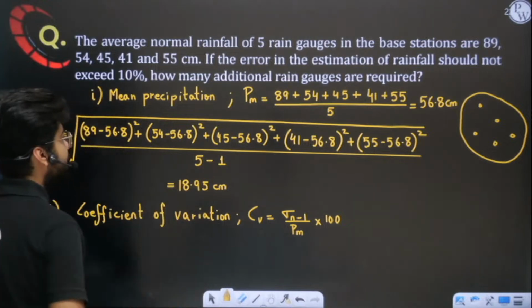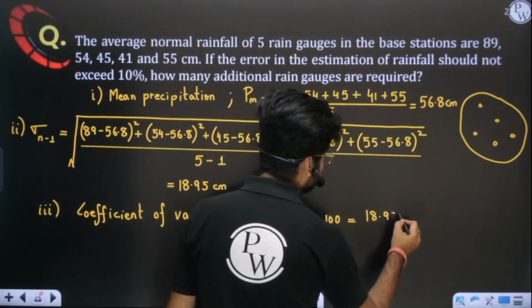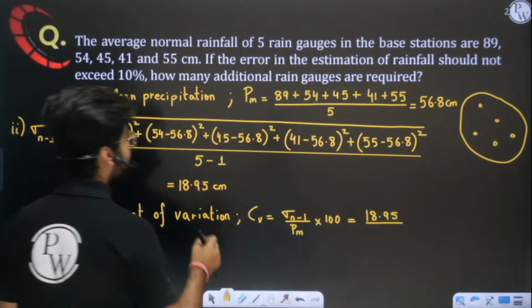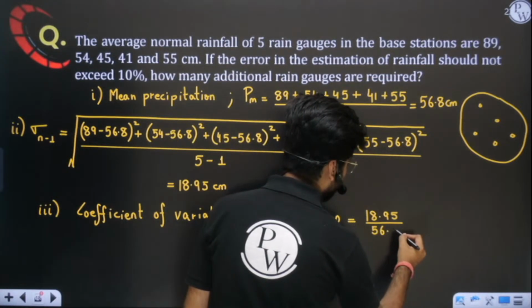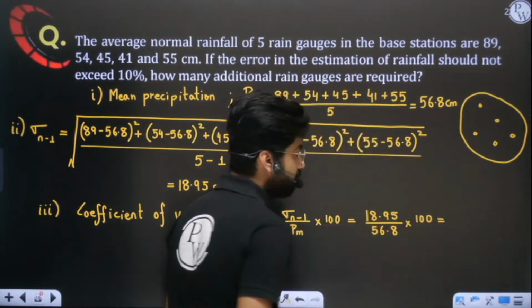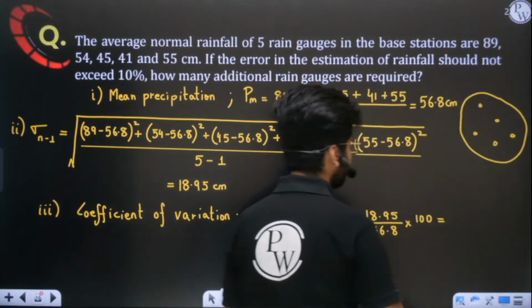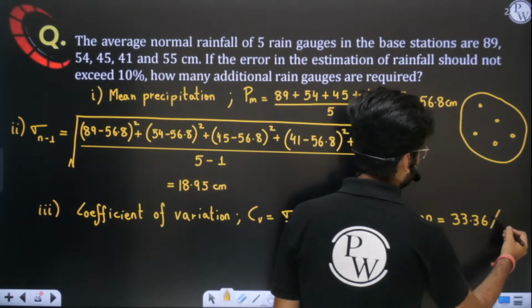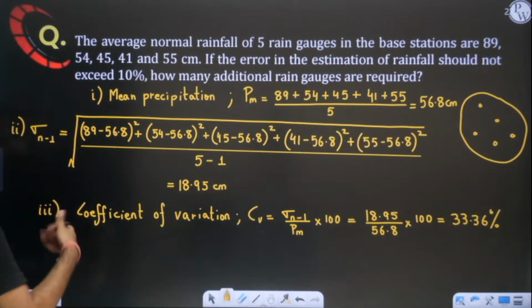So sigma we are getting here as 18.95, divided by 56.8, into 100. So how much are we getting here? 33.36. Okay, great. We are getting it as 33.36%.